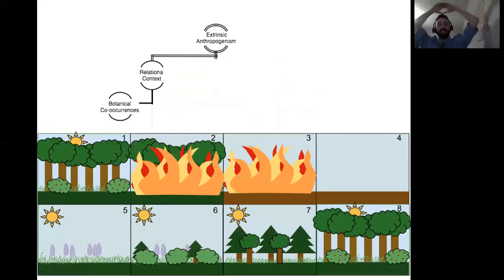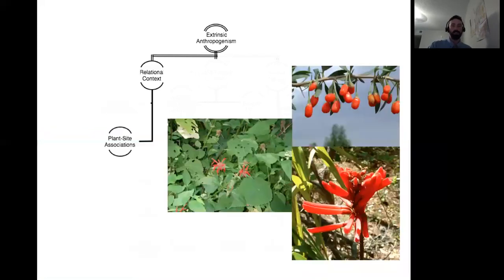Jumping to the extrinsic anthropogenism examples, I'll start with the relational context. You guys are probably familiar with the idea of forest succession, and how certain activities, things like fire, land clearance, grazing, pasture, farming and tilling, can have their own successional phases or trajectories for how the forest will grow back. That would be an example of botanical co-occurrences.